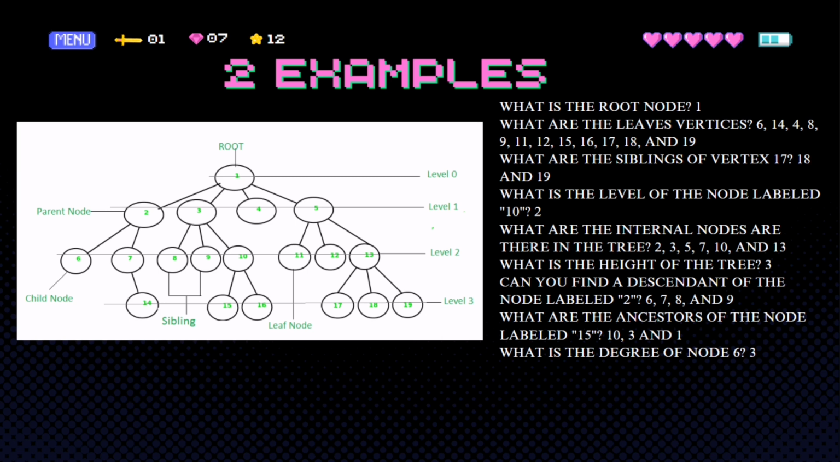The level of node 10 is 2, since 10 is from level 2. We start counting at level 0. So 0, 1, and 2.